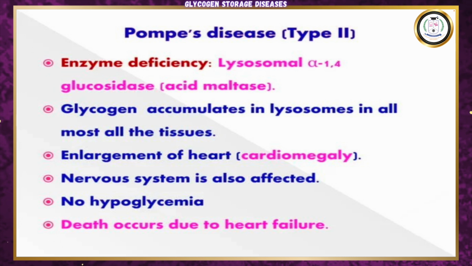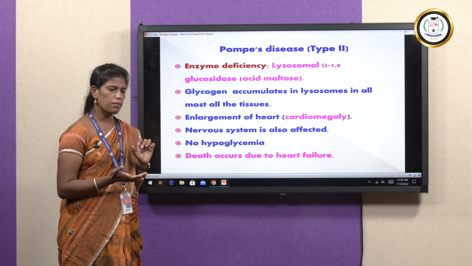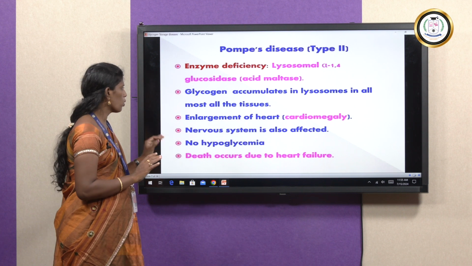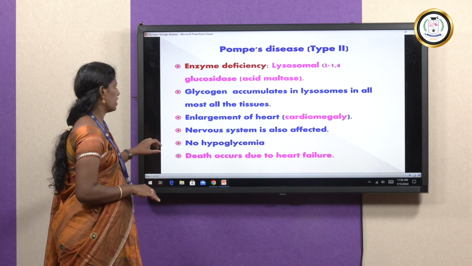Second type is Pompe disease. The main enzyme deficiency of Pompe disease is lysosomal alpha-1,4 glucosidase. This enzyme deficiency mainly involves enlargement of the heart and nervous tissue. The clinical manifestations are no hypoglycemia, but death occurs due to heart failure.